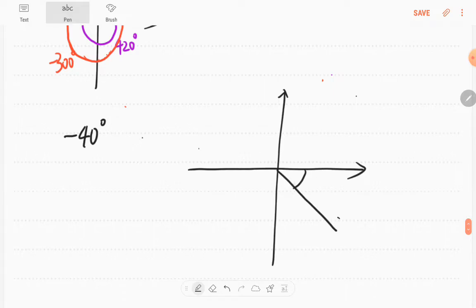This is negative 40 degrees. If you want to find a coterminal angle, let's look at it with just the multiple plus 1 revolution. So this one would be 320 degrees. How do we get to 320 degrees? This is negative, right? From here, we rotate counterclockwise by 1 revolution. Okay, counterclockwise by 1 revolution.